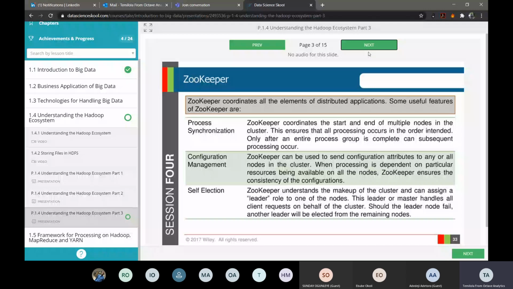So you can see, for configuration management, which is majorly the reason why I feel Zookeeper was developed, Zookeeper can be used to send configuration attributes to any or all nodes in the cluster when processing is dependent on particular resources being available on all nodes. Zookeeper ensures the consistency of the configuration.